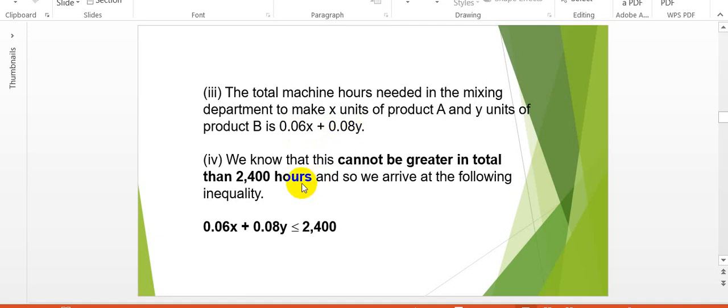We can now complete our equation, and we know from the information that the machine hours cannot be greater than 2,400 hours, because that's all that is available. So we arrive at our inequality of 0.06x plus 0.08y is greater or equal to 2,400 hours.